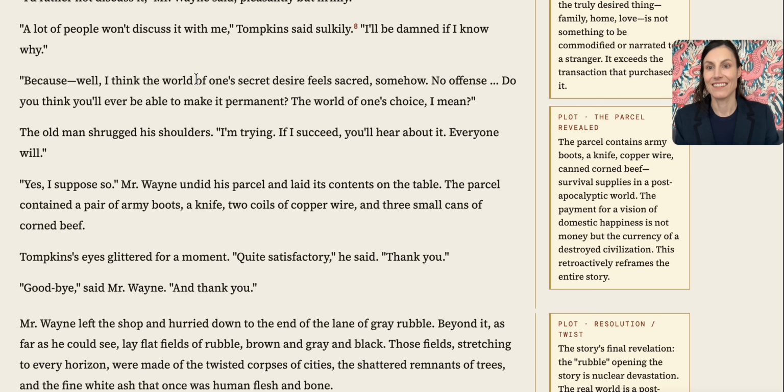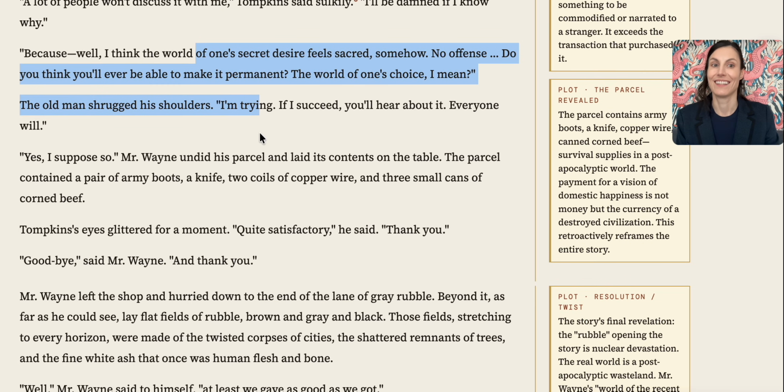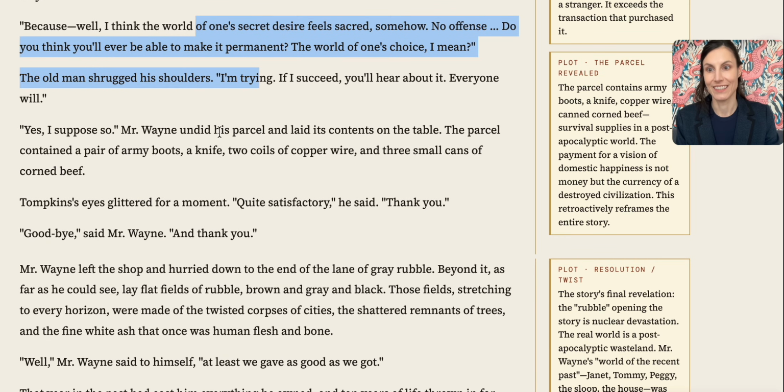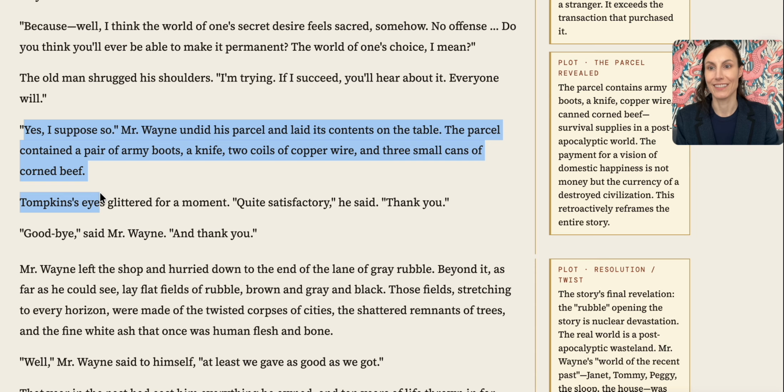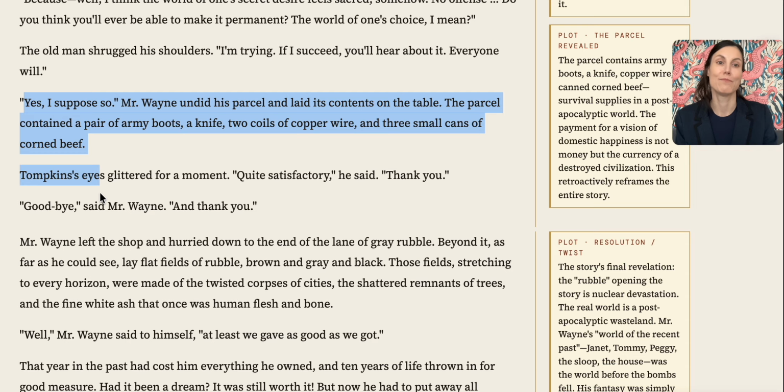But he does ask if it can be permanent, because we know that he would rather live in that world than the current world. And then coming back to the parcel: army boots, a knife, 2 coils of copper wire, and 3 small cans of corned beef. So at the start, we remember that he was saying it cost a lot. It didn't cost a lot of actual money. It cost a lot of the things he had. So these would have been valuable items to him living in a nuclear apocalypse.